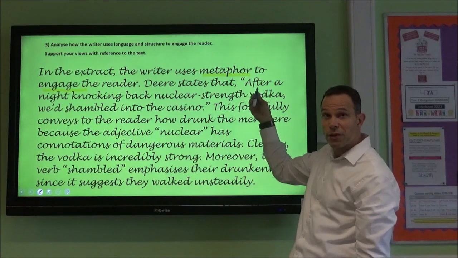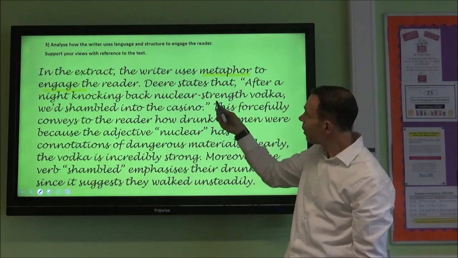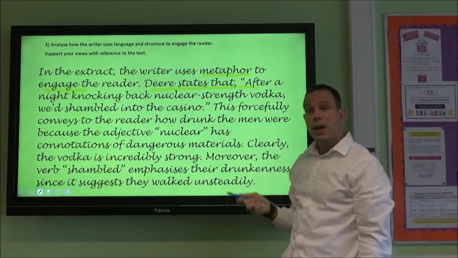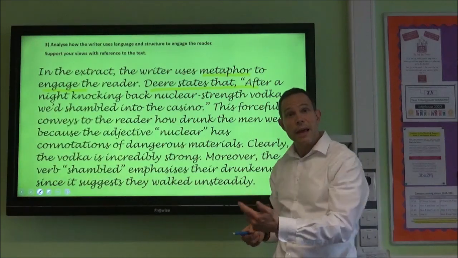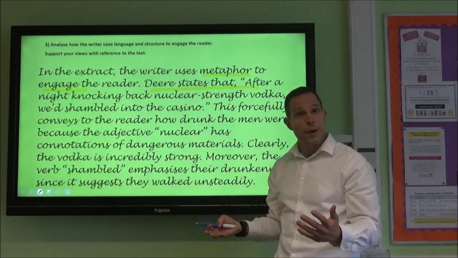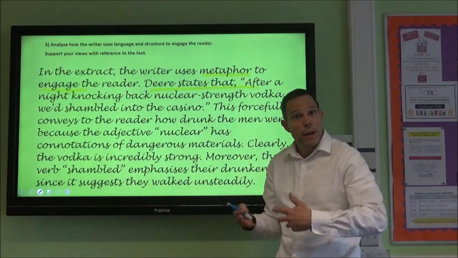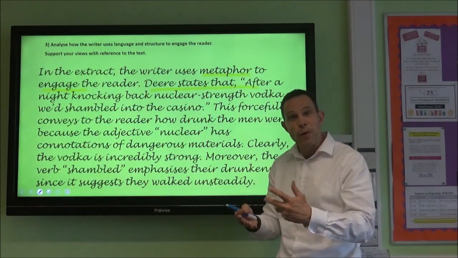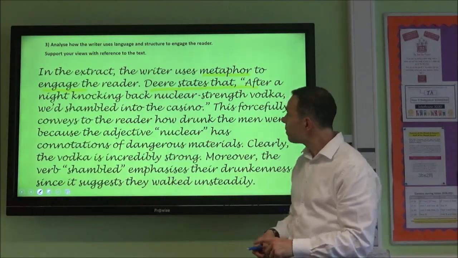I haven't just put the evidence or the quotation in after a night knocking back. I've just put my own little three-word introduction there: "Dear states that." So I've embedded the quotation into my own sentence. It's a small thing, it's a simple thing. It just makes your quotation look that little bit more fluent and impressive on the page.